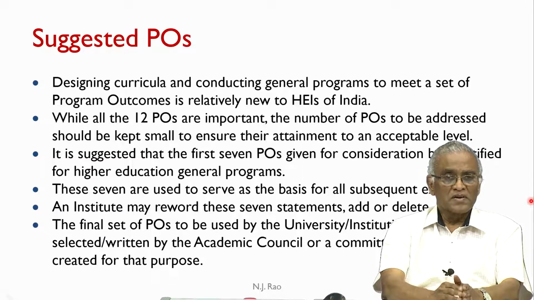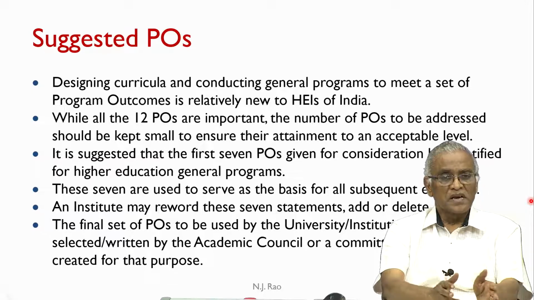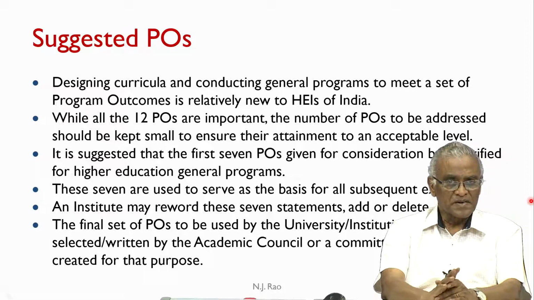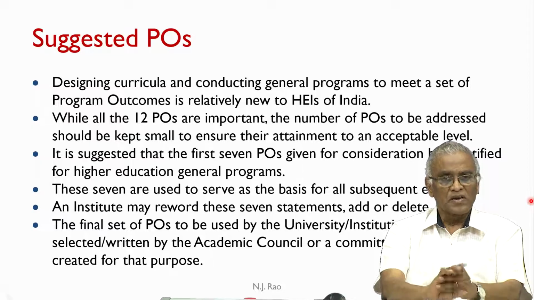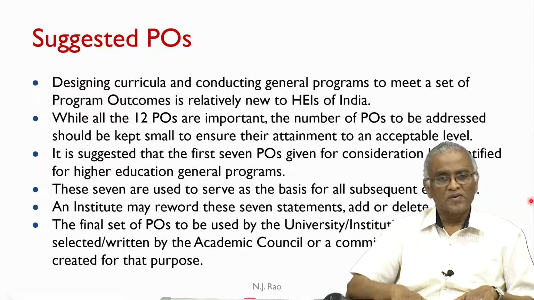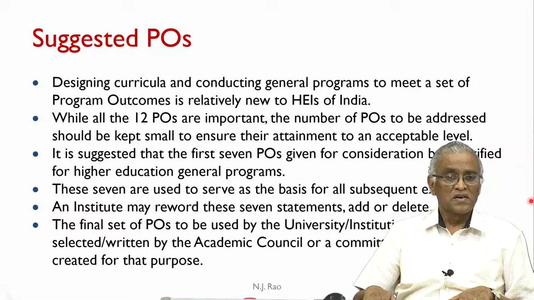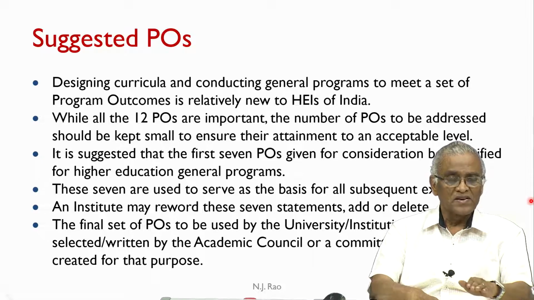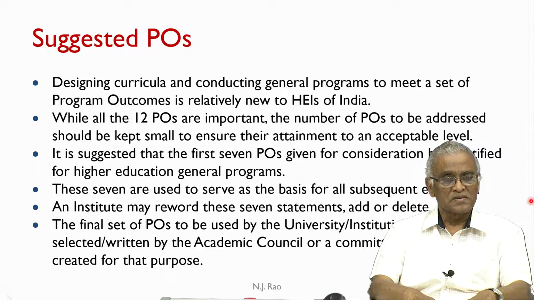Now, obviously it will take considerable time for these ideas to percolate all the way to all faculty. So, while all the 12 program outcomes are important, the number of POs to be addressed should be kept a little smaller to ensure their attainment to an acceptable level. There is no point in writing all the 12 and then forgetting about them and continuing to do what you are doing. To actually conduct your activities to attain these outcomes is not a simple task.